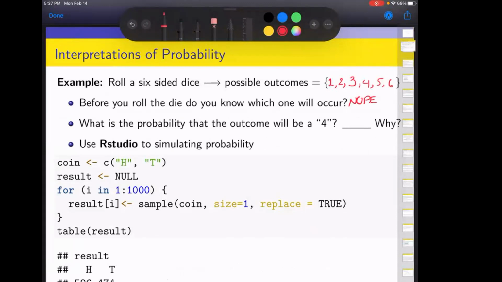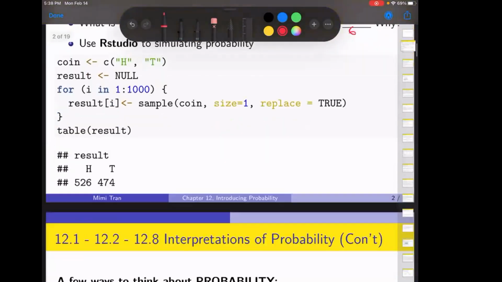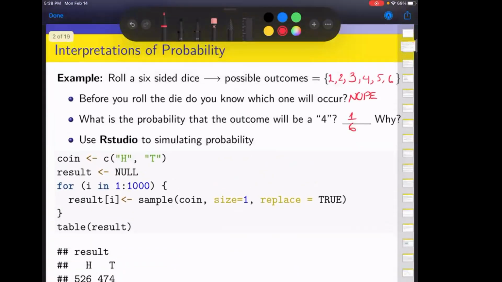What is the probability that an outcome will be a 4? What is the probability it will be a 4? Yeah, 1 out of 6, right? So 1 over 6, because there's 6 possibilities. I'll give you the little formula for probability later.